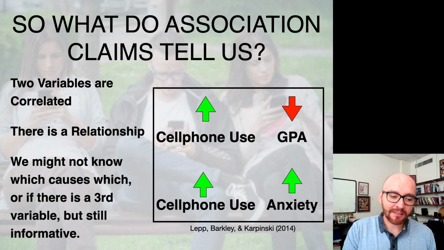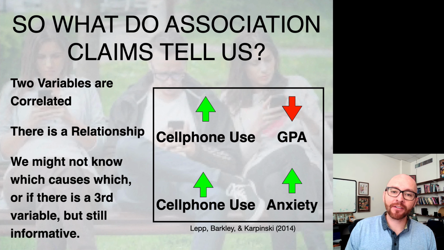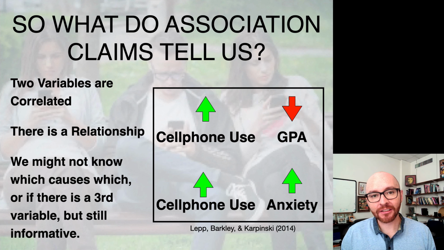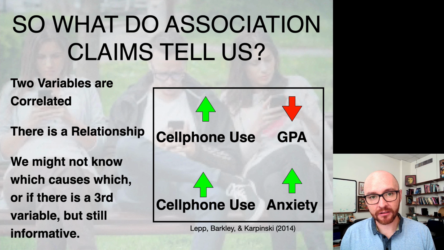And keeping that last point on the left in mind, we don't know which one causes which. We're not claiming causation. In this example I have here with the arrows, the top one, so look at the top arrow, the green arrow, cell phone use, and the red arrow, GPA. As cell phone use goes up, GPA goes down. That's a negative correlation. That's still a correlation.